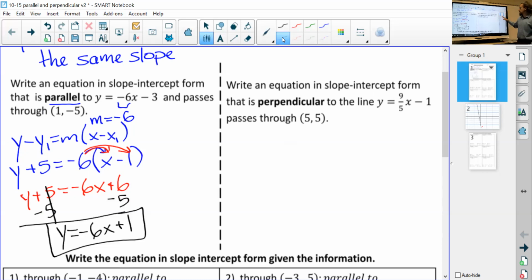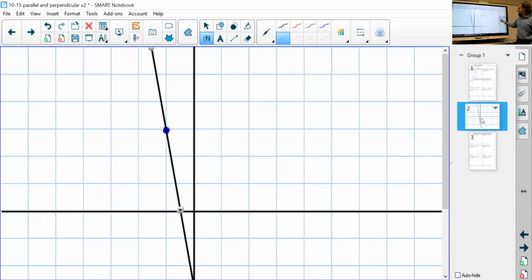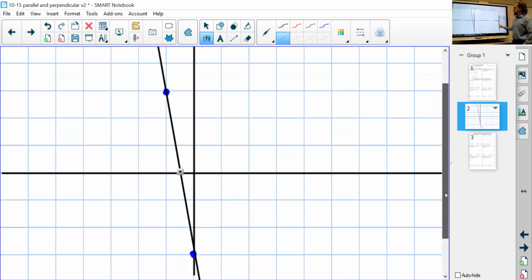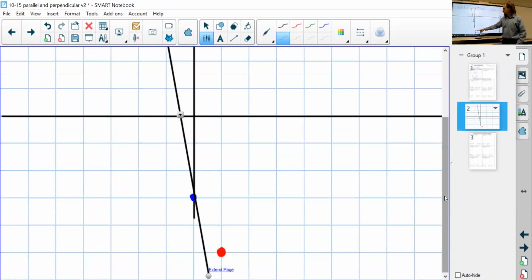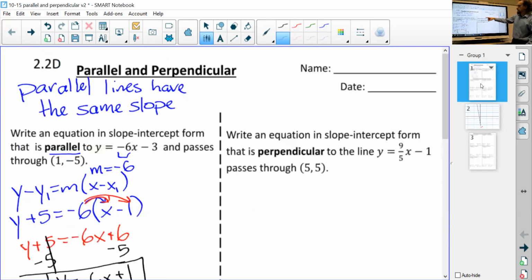If for whatever reason you wanted to do this as a graph instead, because you haven't graphed stuff in a while, we graph our original line. I started from the y-intercept that it gave us, the minus 3. Our slope was negative 6, so I went up 6, back 1. And then we plot our additional point. We said that point was (1, negative 5).